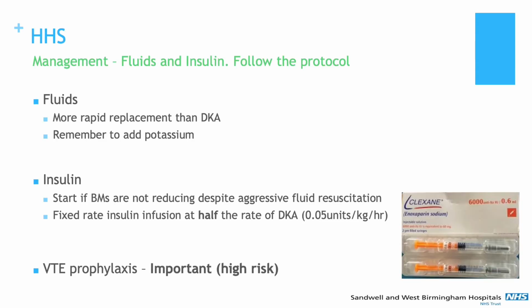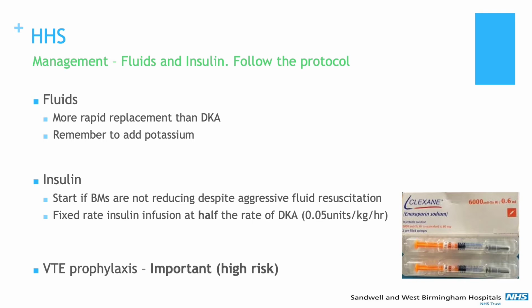So as with DKA, the management is fluids and insulin, but the way we give this is slightly different. So in HHS, there's a more significant dehydration, and often this is the cause of the HHS. So we give a much more rapid replacement than we do in DKA. But as with DKA, we need to remember to give the potassium. We start insulin if the BMs are not reducing despite the fluid resuscitation, and we give a fixed rate insulin infusion at half the rate of that in DKA, so 0.5 units per kilogram per hour.